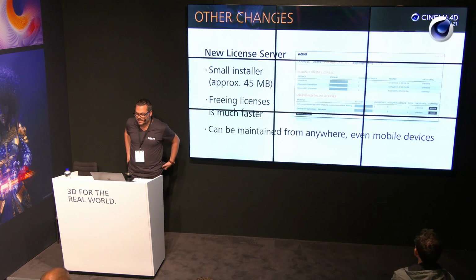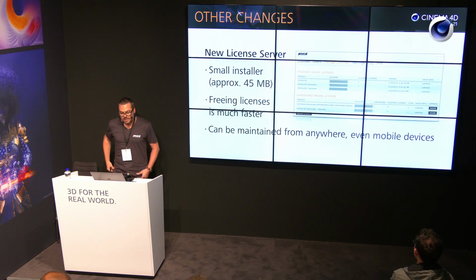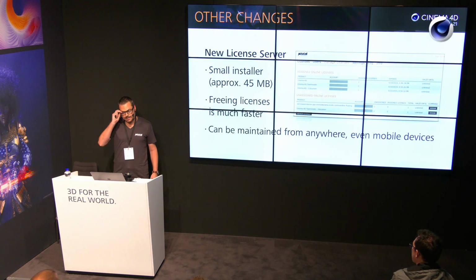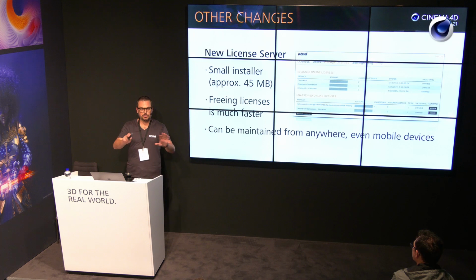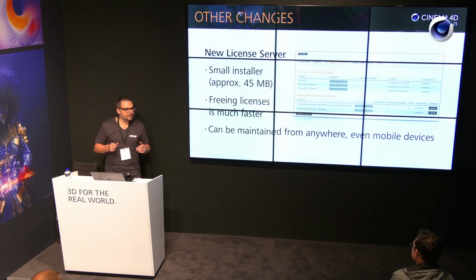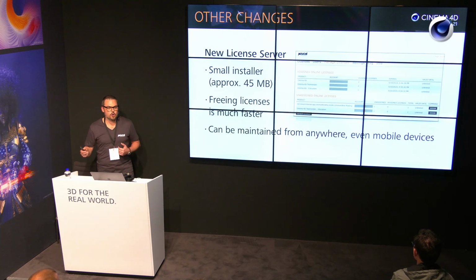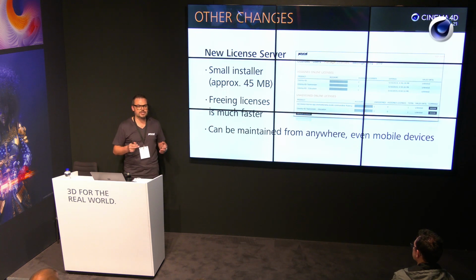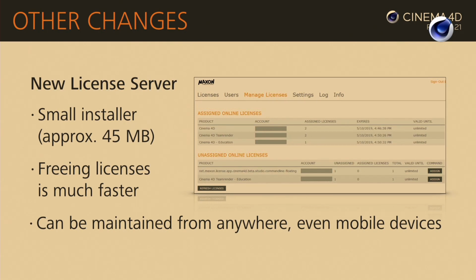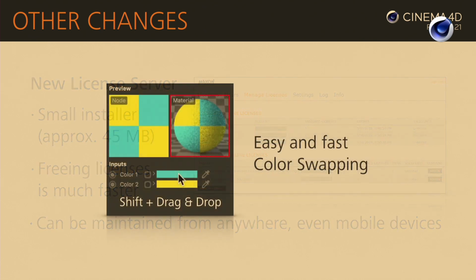We have a new license server. It's only 45 megabytes. I already told you in the beginning that you can free license. It's very easy. There are a lot of new people here, so I tell it again. You can free licenses, so if you have a license at home and you're traveling, you're at a friend, you're at a different company or whatever, and you forgot to deactivate your license, and you want to use Cinema 4D, you just go into your phone, you log in, and then you say free license and activate it on the new computer. You don't have to go home. This is really cool. Yeah, can be maintained from everywhere.